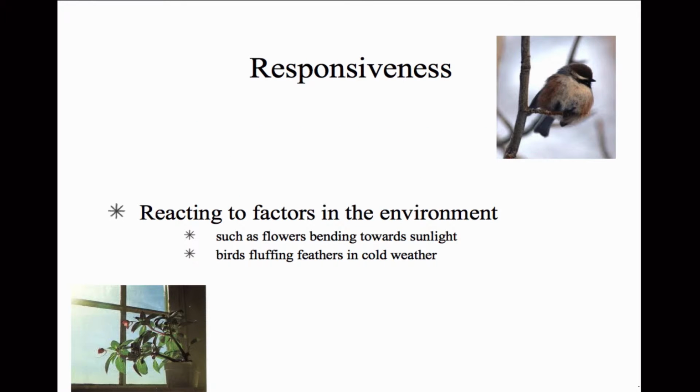Responsiveness is reacting to factors in the environment. So whether you're this bird up here in the corner that is in cold weather and so fluffs its feathers to keep itself warm, or the plant down in the lower left corner where it's reaching towards the sunlight.